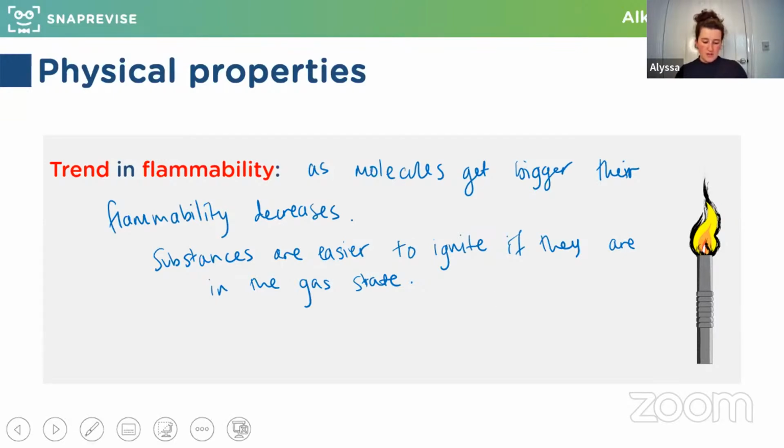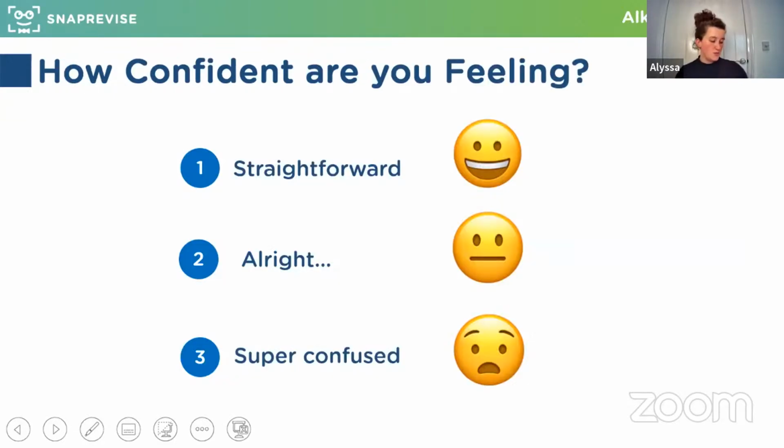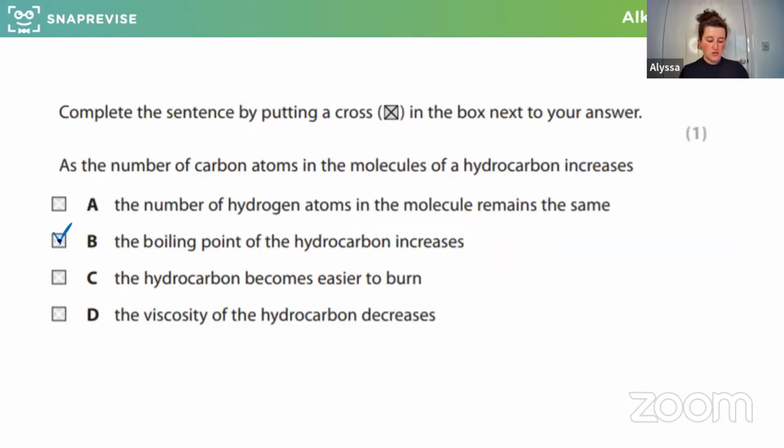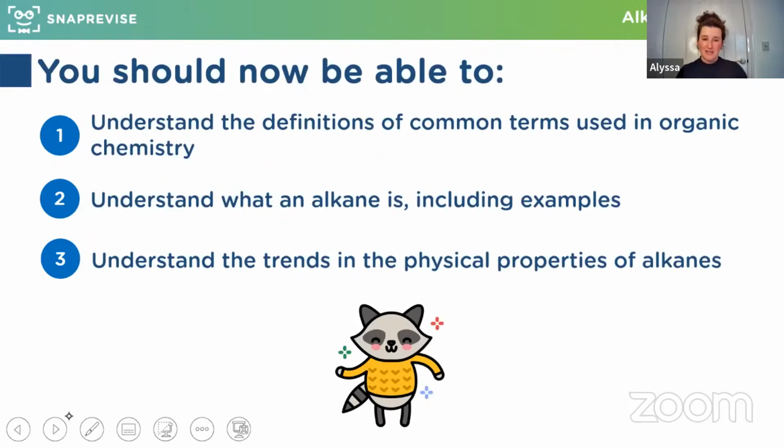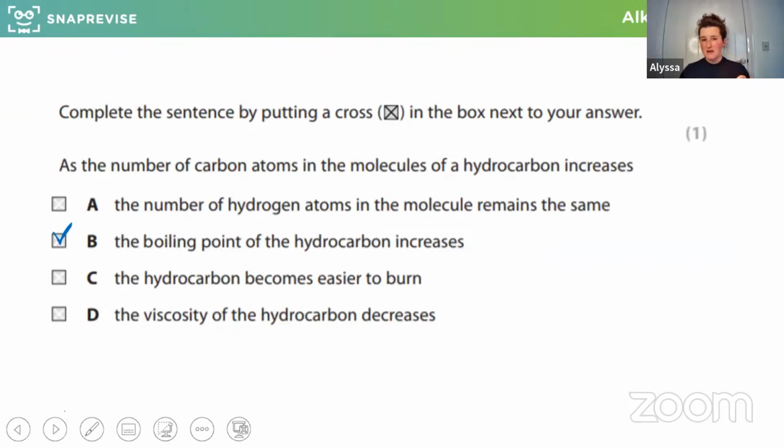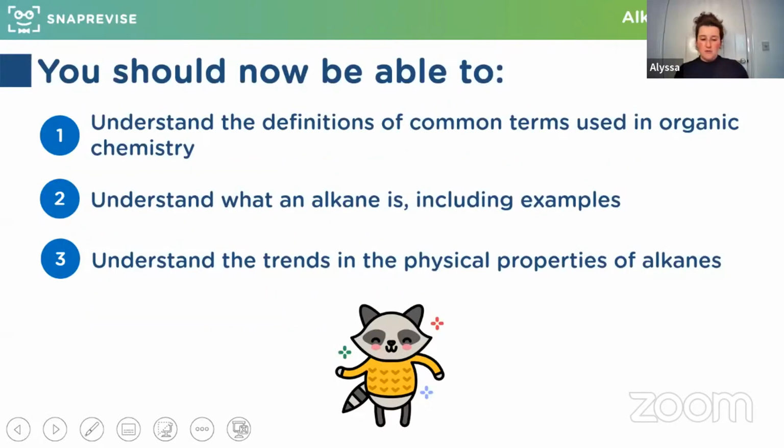Okie dokie, right, I'm going to need to whiz on. So hopefully everyone's feeling super confident. If you want to have a go at this exam question, just double check that you're happy. The answer's B, but please make sure you're happy with why it's B. Make sure you can discount all the other answers, but I'm not going to be able to go through that now. So just to finish up, you should now be able to understand the definitions of common terms used in organic chemistry, understand what an alkane is, including some examples, and understand the trends in the physical properties of alkanes.